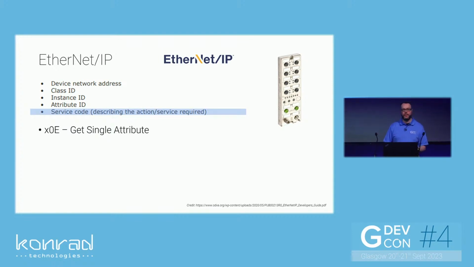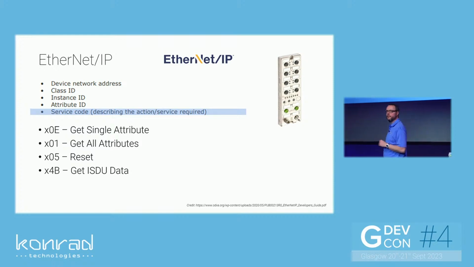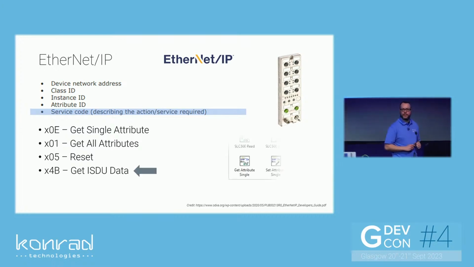So there's an example, get single attribute. We've covered that one. That's actually service code E. Get all attributes, probably use that one more often. That's code 1. Reset, 5. This one, get ISDU data. That was really important to me on this device because that tells me what's connected to the I/O link port. So that's service code 4B. I need that one. Where is it?